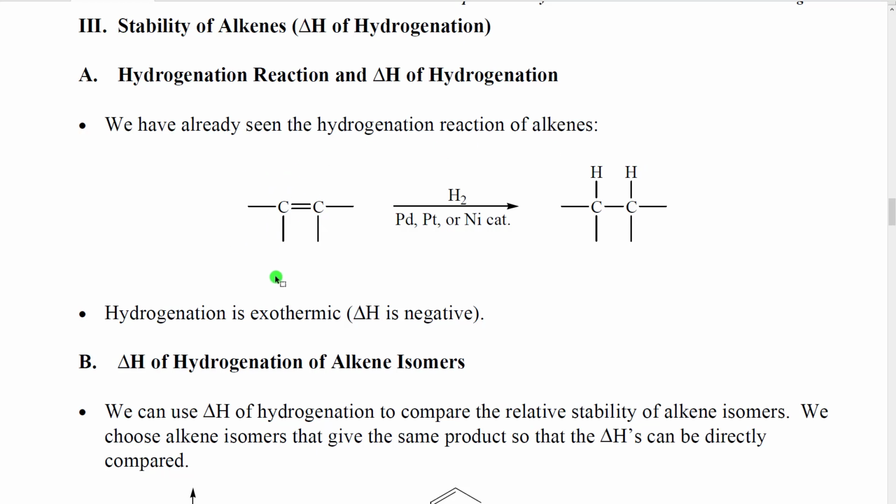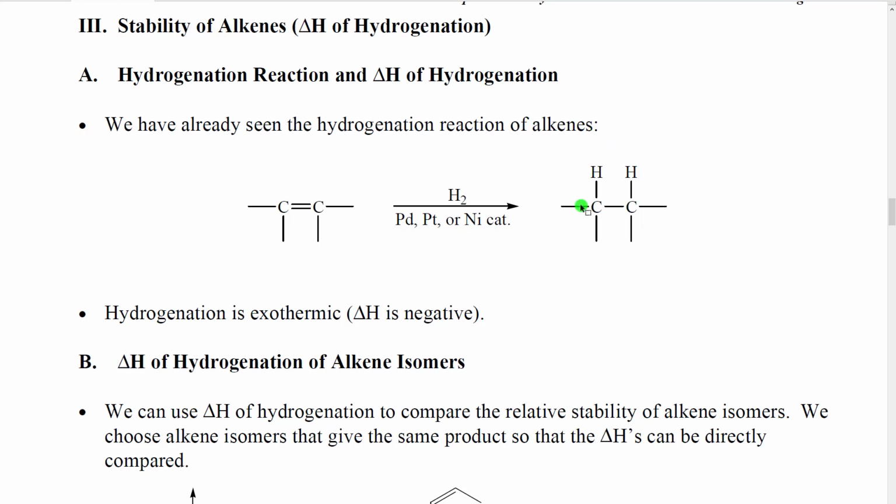What we saw was that the reaction has this form. We take a double bond, we react it with hydrogen gas and a palladium, platinum, or nickel metal catalyst. In the reaction, the double bond is essentially removed, and in its place are substituted two hydrogen atoms. The interesting thing about this reaction is that it is exothermic.